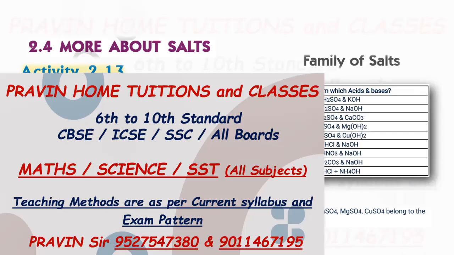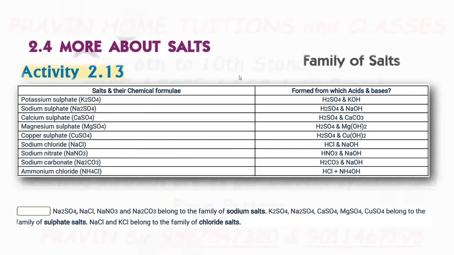Hello friends, welcome back. In this video, we will learn more about salts. As you know, when acid reacts with base, salts are formed. Now, the table shown on the screen has two columns. In the first column, salts and their chemical formulas are written. In the second column, the acid and base from which they are formed are written.